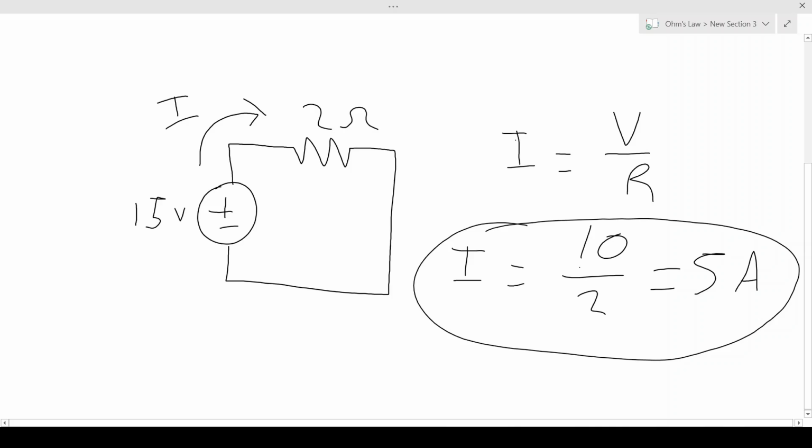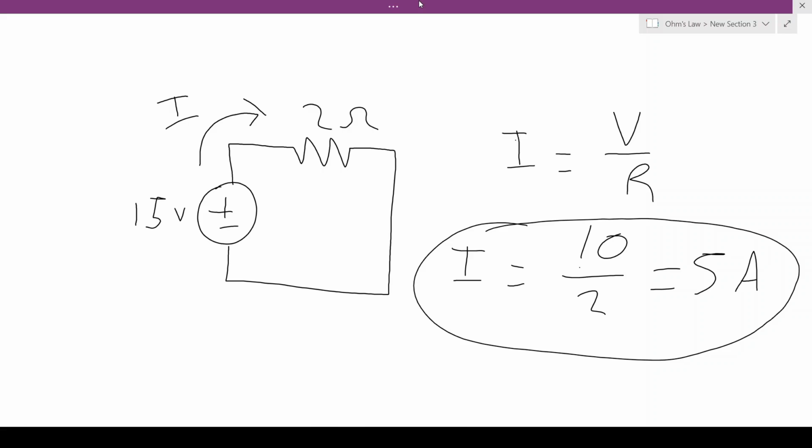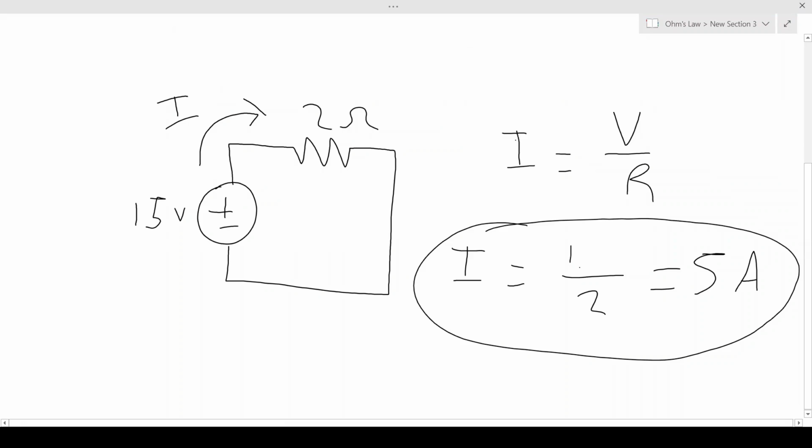So we are going to rewrite our equation and do 15 divided by 2. We get 7.25 amps. And this is an increase from the 5 amps that we got previously. So when we increase the voltage source from 10 to 15 volts, our current also increased from 5 amps to 7.25 amps. And this is what we expect.